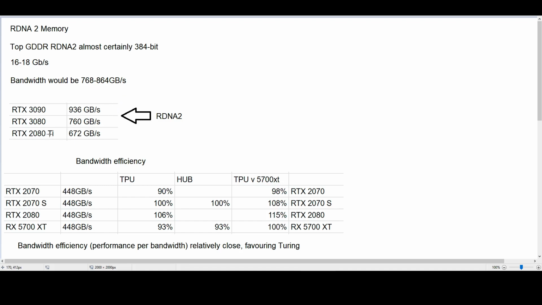And where do we see this line up against the RTX cards? Well, it lines up right in between the 3080 and the 3090.